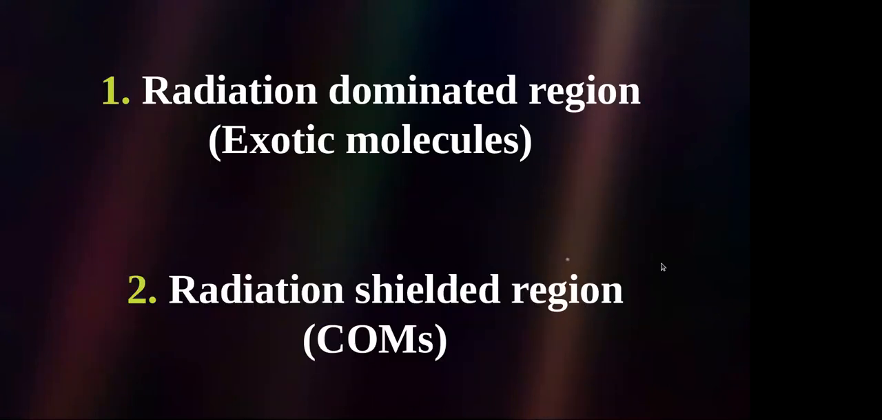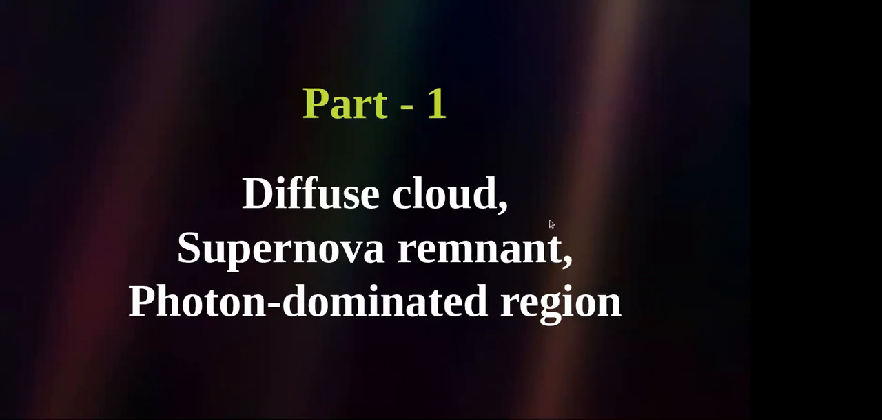So my presentation is mainly divided into two parts: the radiation dominated region, where some exotic molecules exist, and the radiation shielded region, where complex organic molecules form. So part one is the radiation dominated region, where I highlight diffuse clouds, supernova remnants, and photon dominated regions.